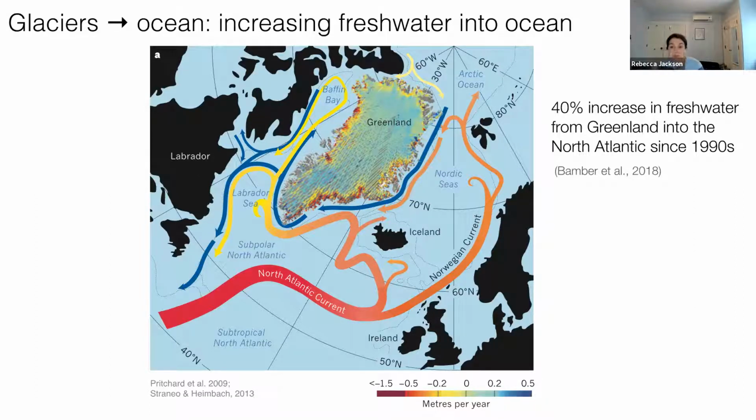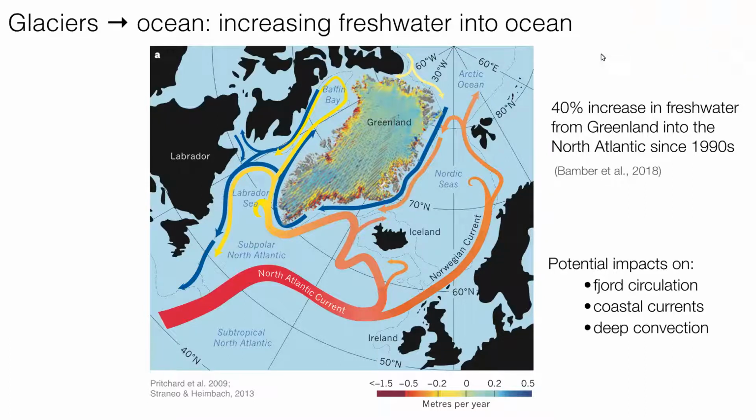Since the 1990s, there's been about a 40% increase in the total freshwater that's exported from Greenland into the North Atlantic. And we might expect that this can have impacts on the ocean circulation at a whole variety of scales, from locally within the fjords, out on the coast, coastal currents and other shelf processes, and then potentially even at larger scale, thinking about deep convection in the North Atlantic and the meridional overturning circulation.